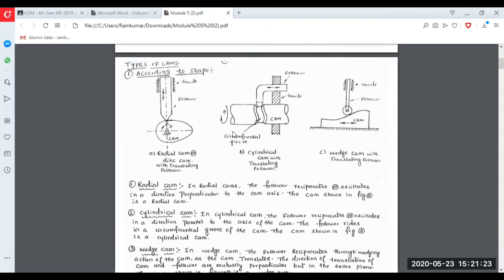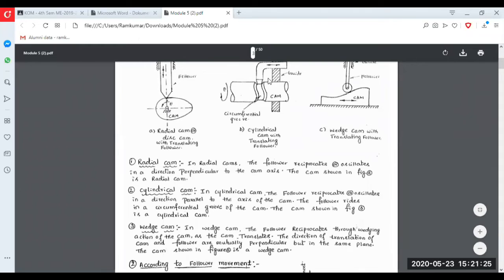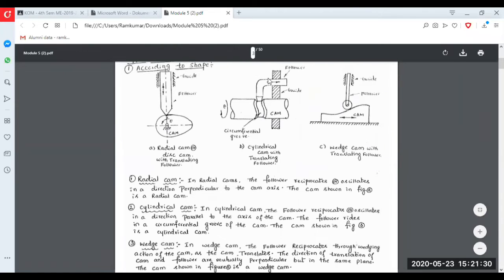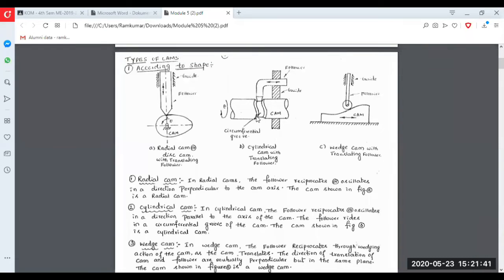Okay, so cylindrical cam means the follower reciprocates or oscillates in the direction parallel to the axis of the cam. The follower rides in the circumferential groove. So there is a groove here in the cylinder. In that groove, the follower will move or ride in a circumferential groove. This is called cylindrical cam.